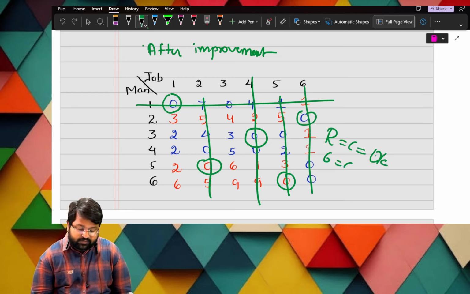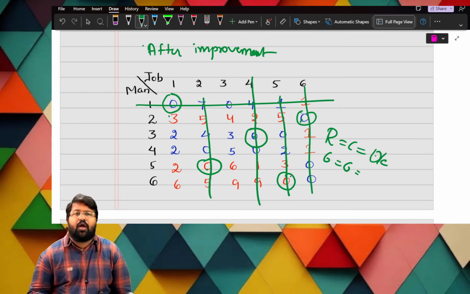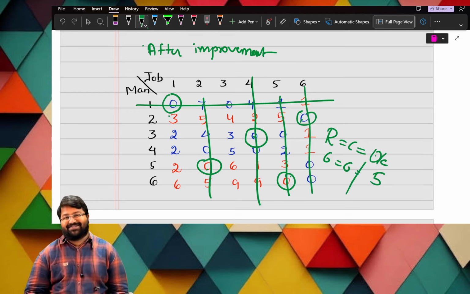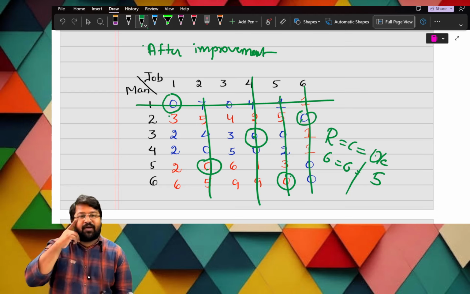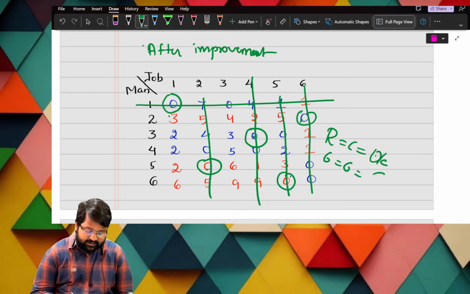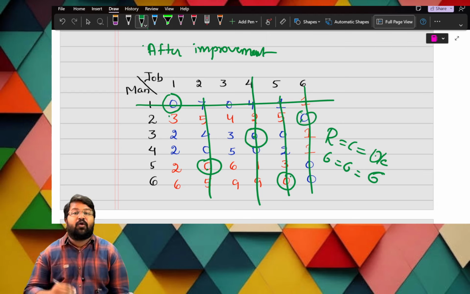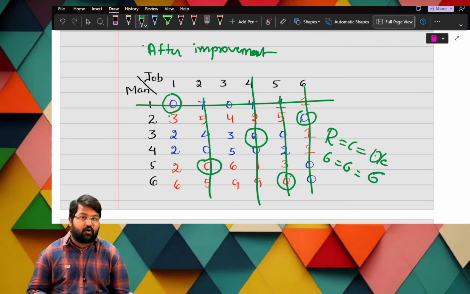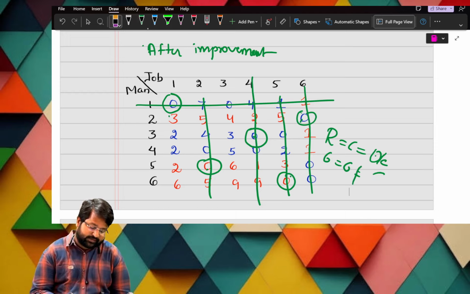Rows 6, columns 6. How many circles came here? 1, 2, 3, 4, 5. Again 5. So I have to repeat the process again. Again, I have to repeat the improvement. Till when do we have to repeat? Till this equation comes to equal 6. Till then you have to repeat. Here did we get 5 or 6? We got 5. So we have to repeat the process again.